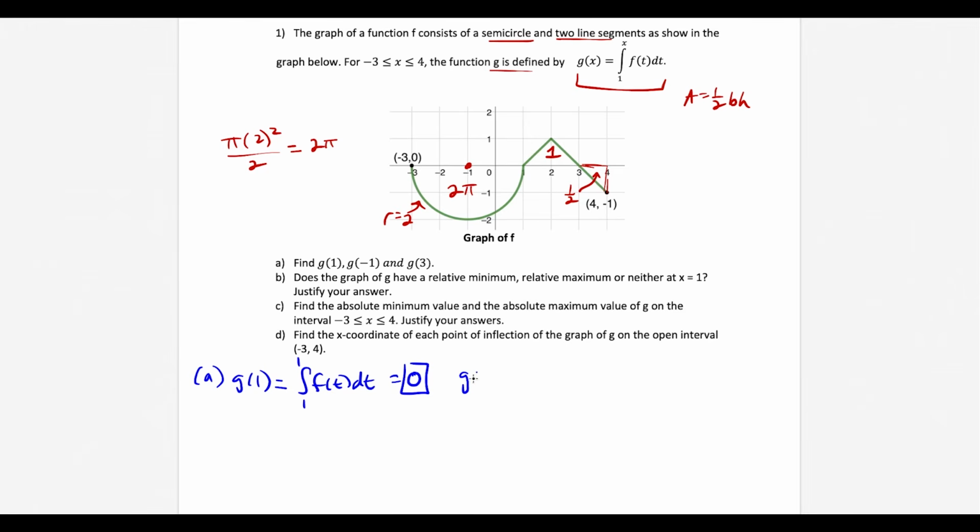We want to find g of negative 1. For g of negative 1, we're going to plug in negative 1 at the upper limit here, and we have the integral of f of t dt. For this, I highly recommend that you flip the limits of integration, because it's much easier to read this from smallest to greatest. So we have minus the integral from negative 1 to 1 of f of t dt.